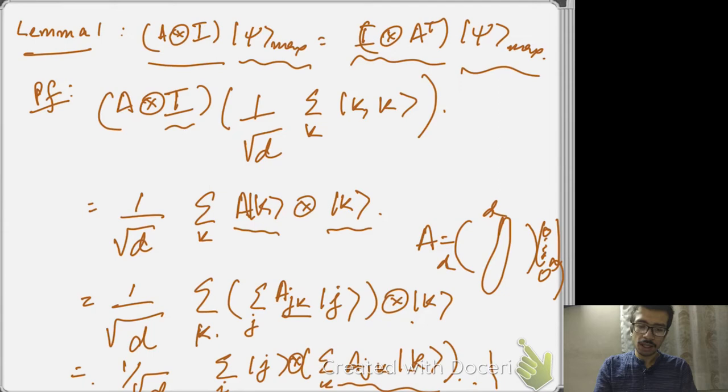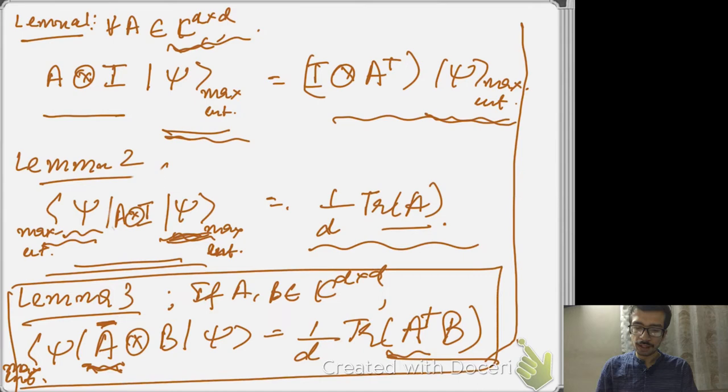Okay. So let's proceed to the third lemma. The third lemma says that if I have psi sandwiching A conjugate tensor B, then I'm going to get trace of A dagger B over D.